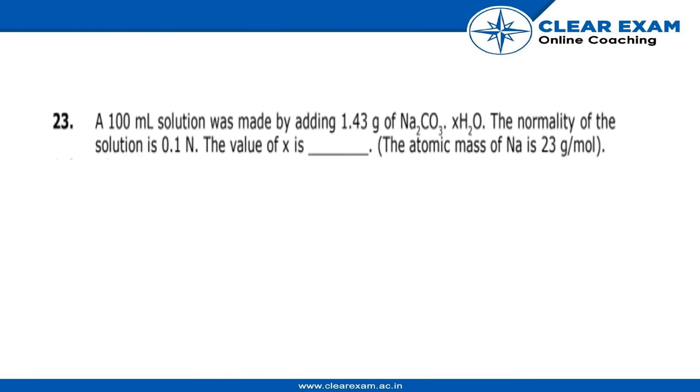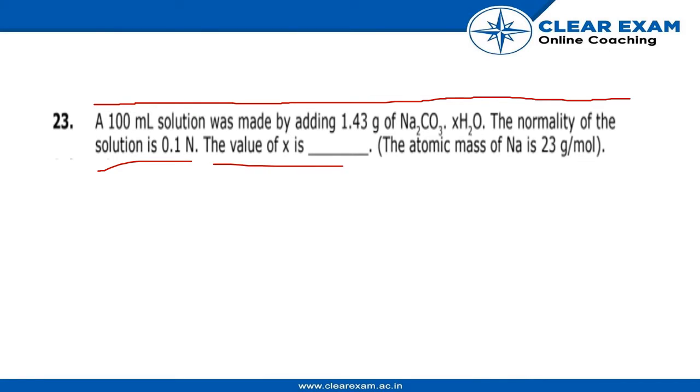So hello guys, today we'll be solving this question number 23. The question is, a 100 ml solution was made by adding 1.3 gram of Na2CO3 into XH2O. The normality of the solution is 0.1 N and we have to find the value of X. So let's get to the answer.